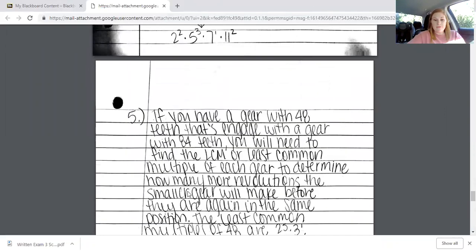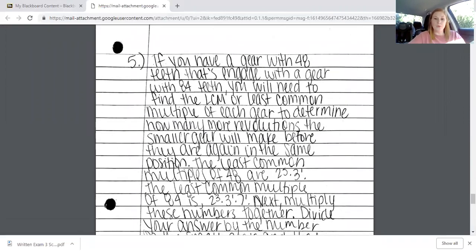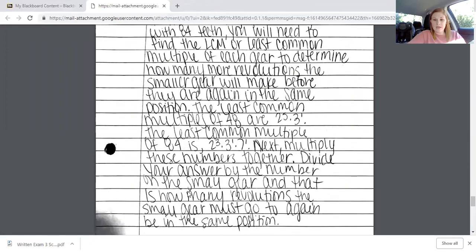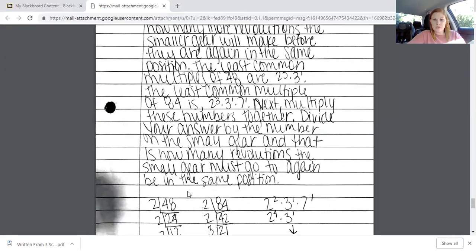So for number 5, it says if you have a gear with 48 teeth that's engaged with a gear with 84 teeth, you will need to find the LCM, or the least common multiple, of each gear to determine how many more revolutions the smaller gear will make before it is again in the same position. So the least common multiple of 48 is going to be 2 to the 5th power times 3 to the 1st power. And then the least common multiple of 84 is 2 to the 3rd power times 3 to the 1st power times 7 to the 1st.